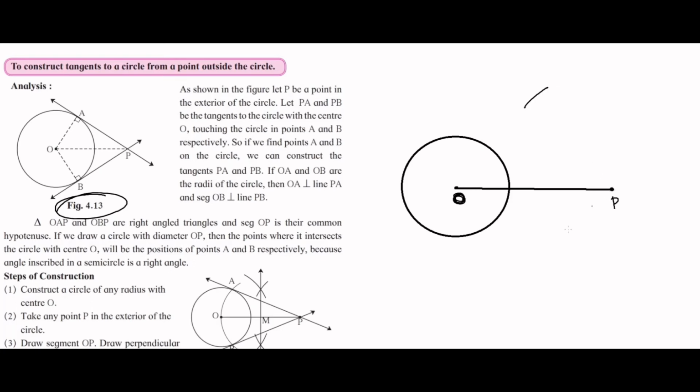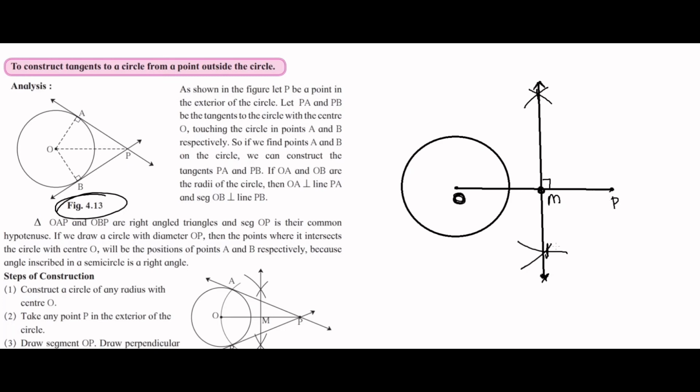Take an arc over here, and keeping the pointer on P only, just take an arc down over here. Now with the same measurement, take the pointer on O, draw an arc like this, and now just join this and this, so you will get a midpoint M, which will be perpendicular. So let us first join this. So this is the perpendicular, M is the midpoint of OP. So OM and MP are equal distance.